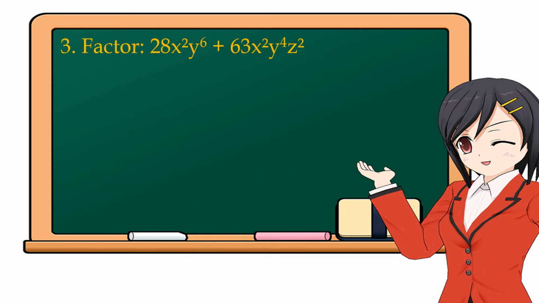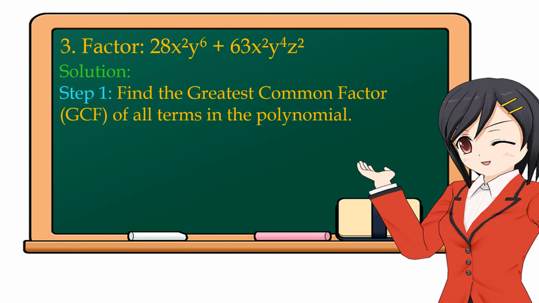Okay, number 3. Factor 28x squared y raised to the 6 plus 63x squared y raised to the 4th z squared. So we have another binomial. So for the solution, step 1, find the greatest common factor, GCF, of all terms in the polynomial. So we will get the factors of 28x squared y raised to 6 and 63x squared y raised to 4 z squared. So 28x squared y raised to 6 is equal to 2 times 2 times 7 times x times x times y times y times y times y times y times y.